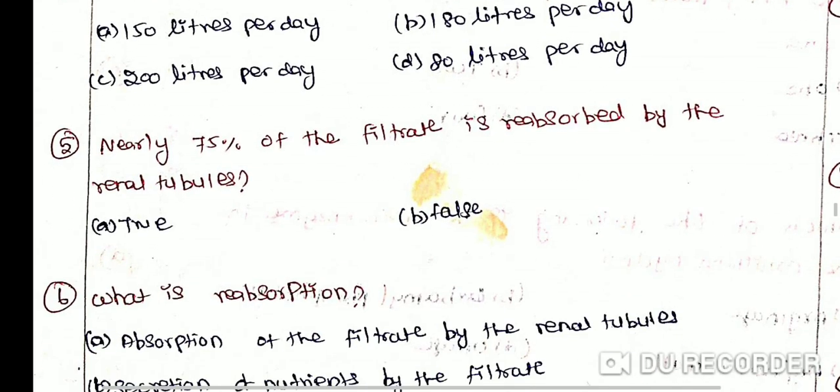Next question. Nearly 75% of the filtrate is reabsorbed by the renal tubules. Option A, true. Option B, false. The correct answer is option B, false. Explanation: nearly 99% of the filtrate that passes through our renal tubules every minute is reabsorbed by our blood capillaries and the renal tubules themselves. Approximately 180 liters of the filtrate is formed per day, but only 1.5 liters of urine is released. Therefore, a huge amount of filtrate is reabsorbed every minute.